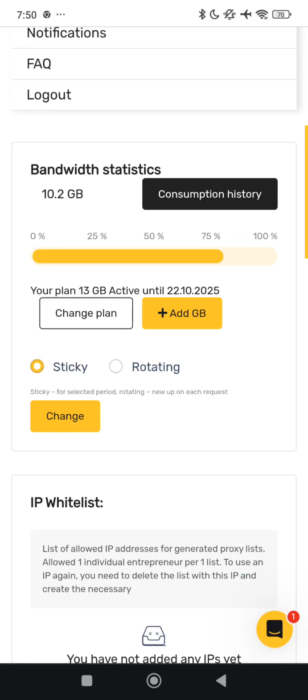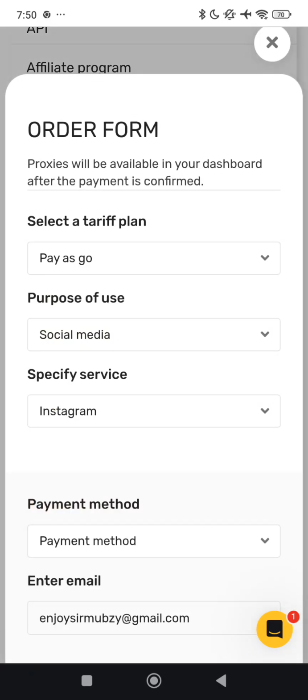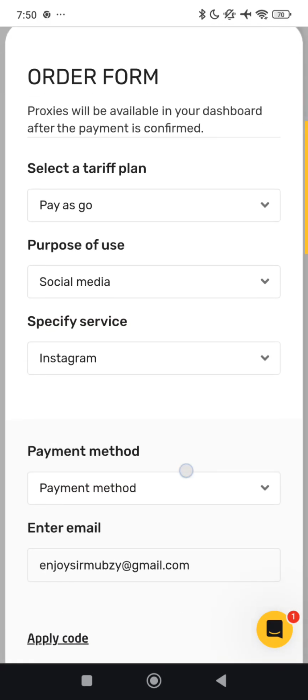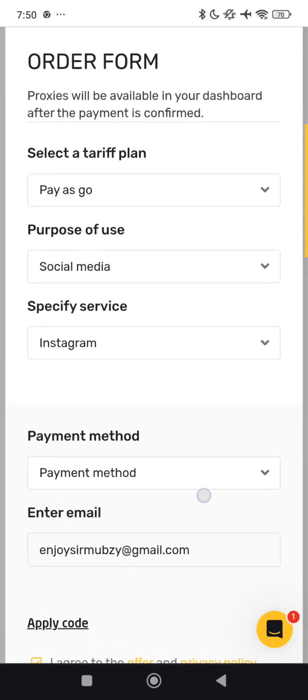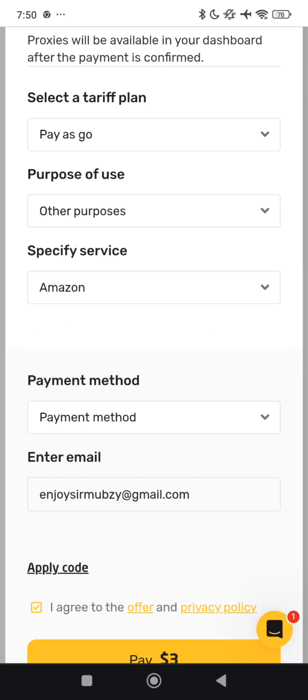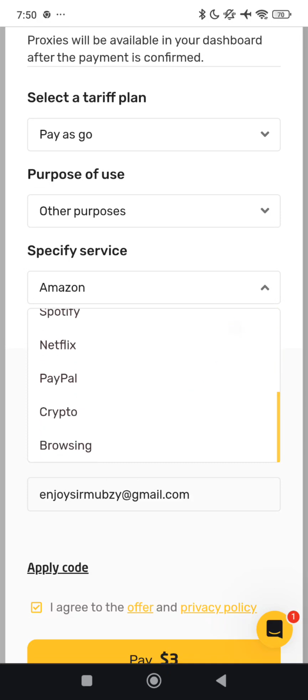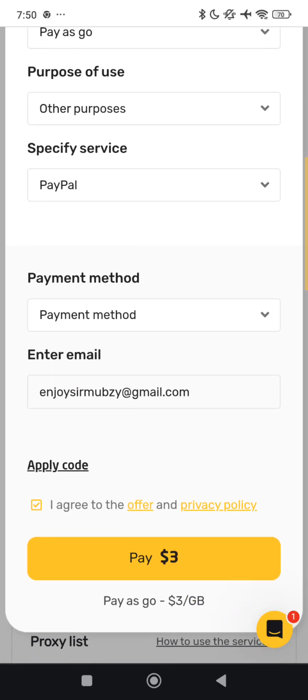So if you want to add funds, you can add gigabytes pay as you go. If you want to do pay as you go, that is 1 gigabyte. You purchase it, pay as you go. Okay, that is 1 GB for $3. You can go for it. Then what is the purpose? You can put other purpose. And what is your specific service? You go for PayPal. Then you can make your payment. You understand? You're good to go. You can make your payment.